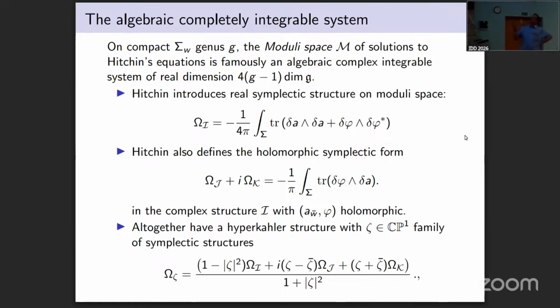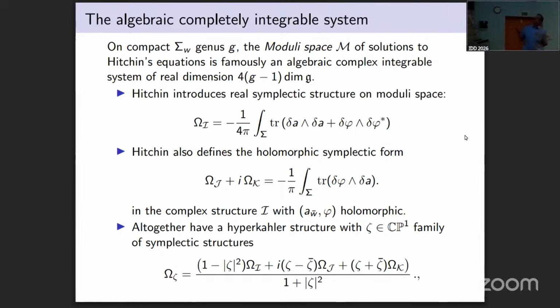So, just to be a bit more precise about the story, on a compact Riemann surface, the moduli space calligraphic M of solutions to Hitchin's equations is famously an algebraically completely integrable system of real dimension 4 times the dimension of the real Lie algebra times the genus minus 1. There are various games you can play when you've got other singularities. And I think I'm down to 1 minute, so I should be quick here.